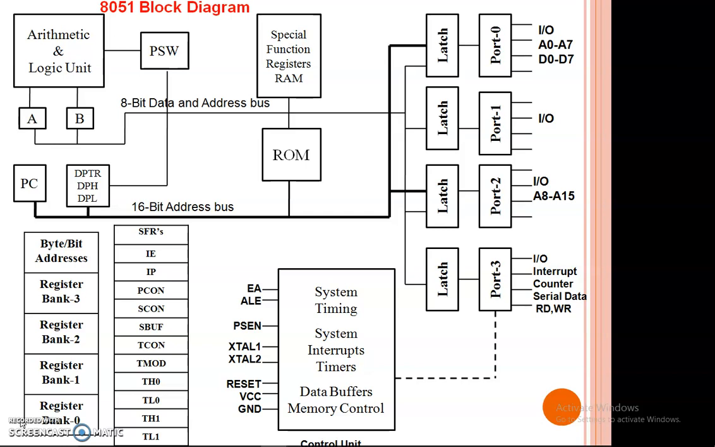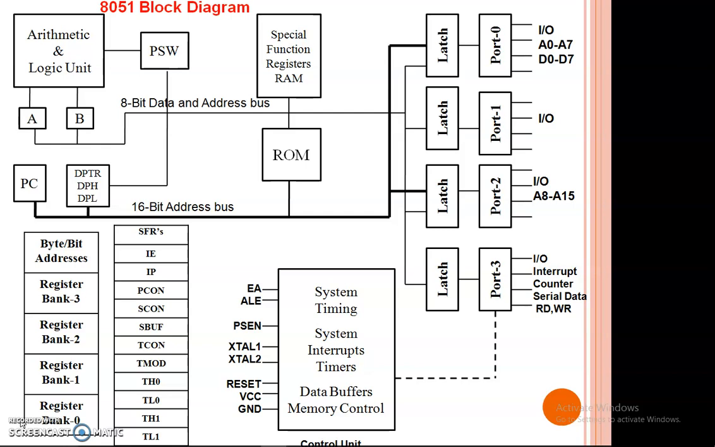Next are PC and DPTR. These two registers are 16-bit registers. You know very well PC is used to provide the next instruction address. DPTR, data pointer, is a 16-bit register divided into two parts, DPH and DPL. DPH means data pointer higher byte, DPL means data pointer lower byte. It is used to provide the address of the external memory.